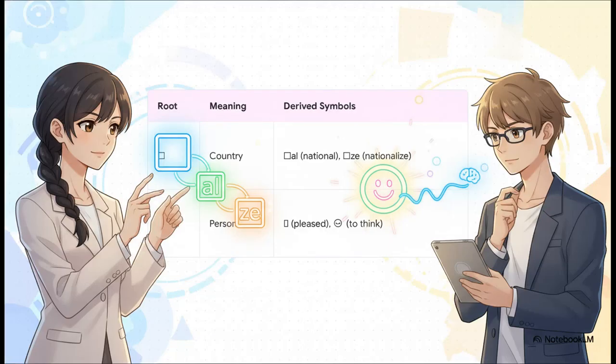It's organic. You start with a simple root symbol like a square for country. Then you can just add a couple of letters to create a whole family of related ideas. National, nationalize. Same thing with a circle for person. Add a little smiley face for an emotion or a squiggly line for a thought process. You're not memorizing a dictionary, you're learning a logic.